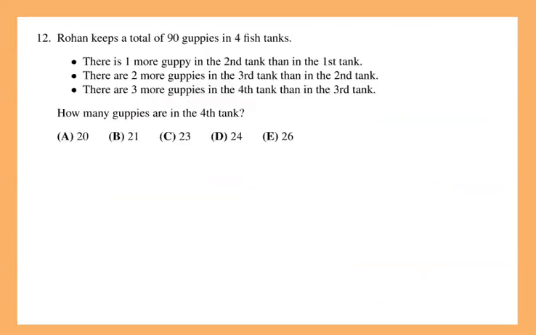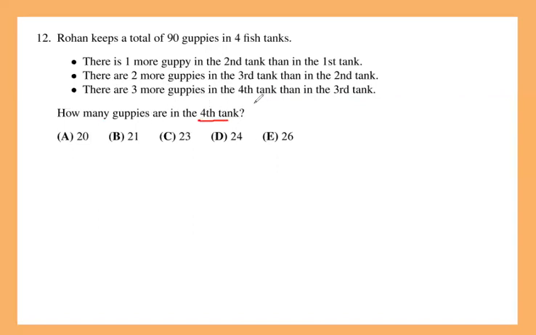So number 12: Rohan keeps a total of 90 guppies in 4 fish tanks. There is one more guppy in the second tank than the first one, and then there are 2 more in the third than the second. They are related somehow. So how many are in the fourth one?